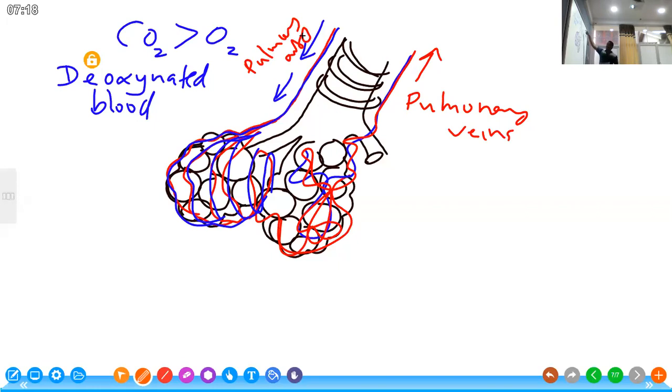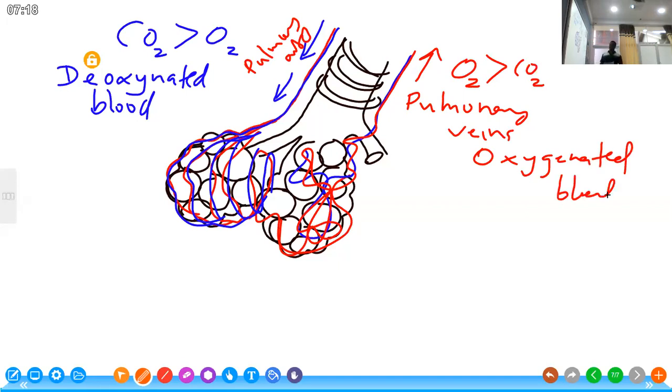Red color blood, which leaves from the alveoli sac, contains more oxygen and less carbon dioxide. That is called oxygenated blood. So how does this happen? That is the gas exchange in alveolus.